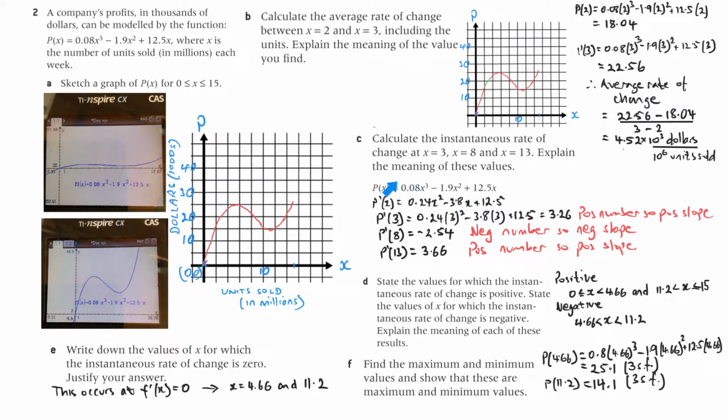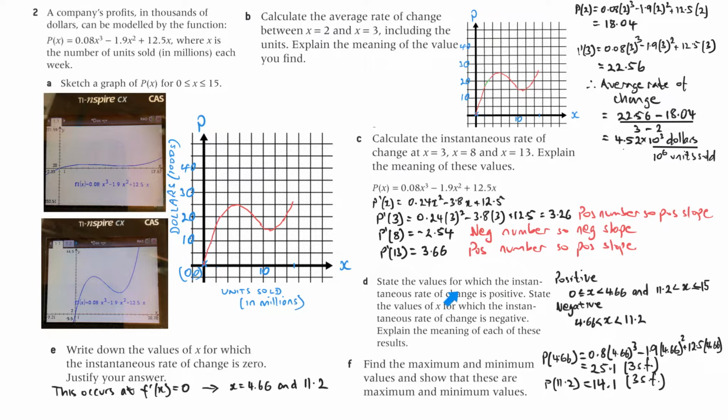If you're unfamiliar with what we're doing here, go back and have a look at the textbook, how to find the derivative of a function. Then we put in 3, 8, and 13, and that will give us the slope, the gradient. It'll also tell us if it's a negative gradient or a positive gradient. At 3, we find it's positive, so it's a positive slope. At 8, it's a negative number, so it's a negative slope. At 13, it's a positive number, so it's a positive slope. So that's what we're finding from those values.